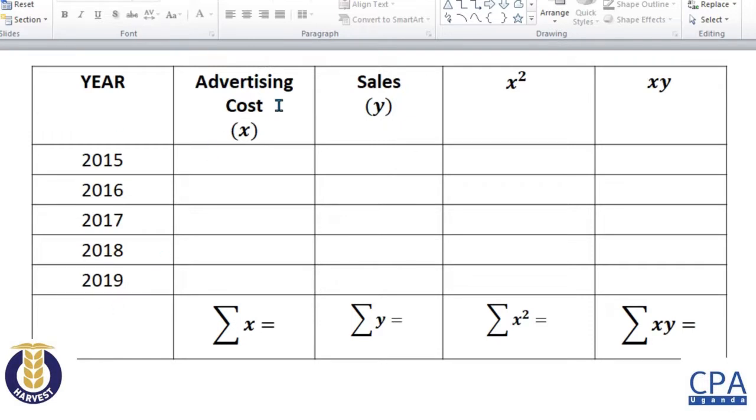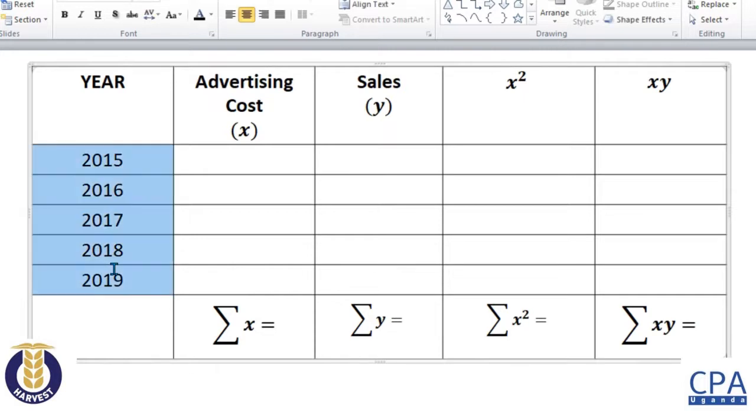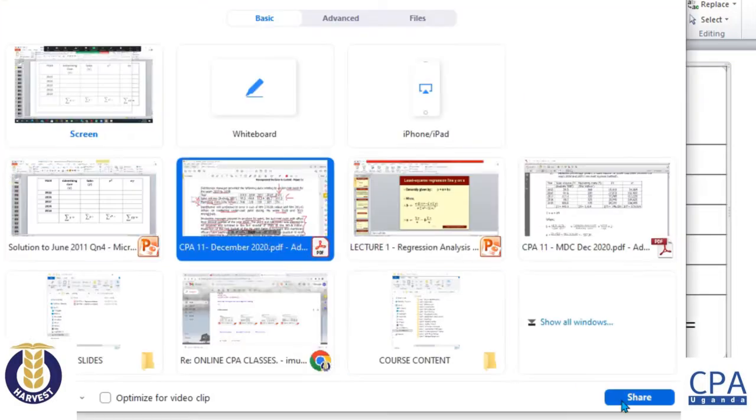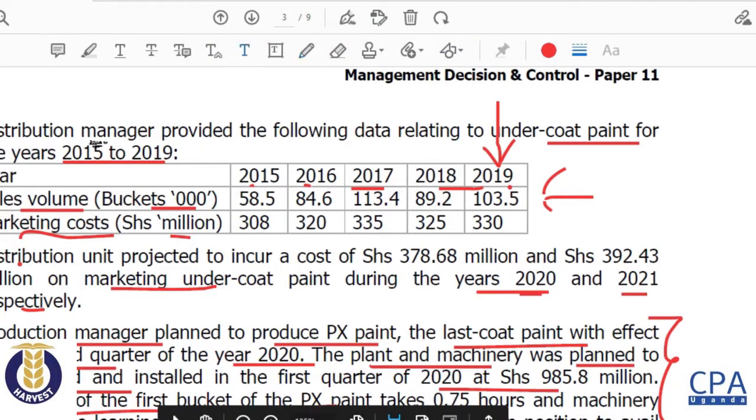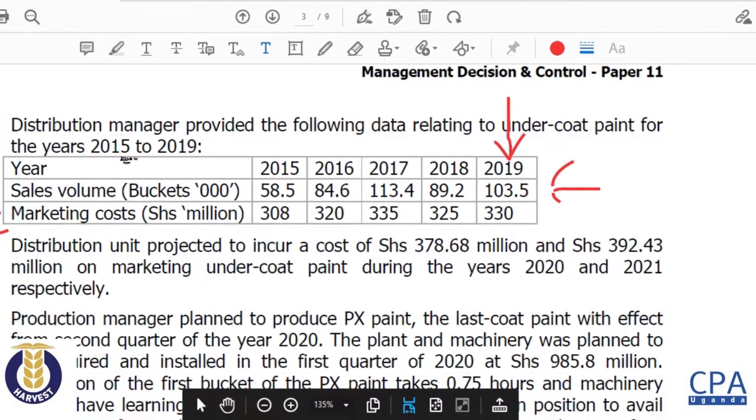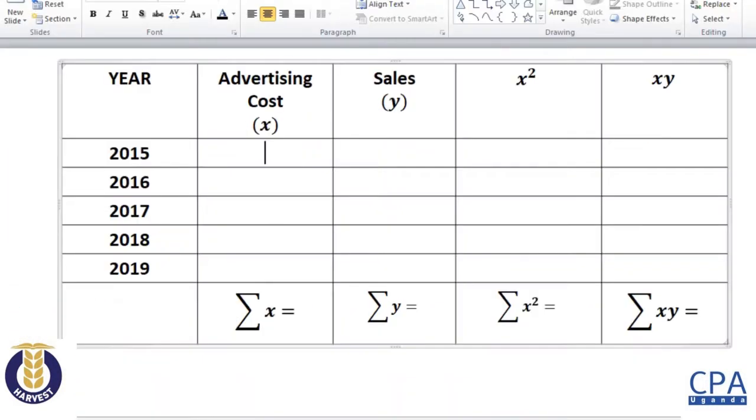We have said that advertising is x and the sales are y, which is okay. So for advertising in 2015, if I look at the question, I can see 308. The sales, I can see 58.5.